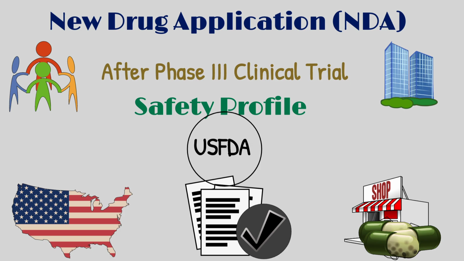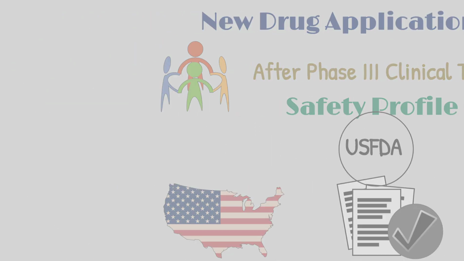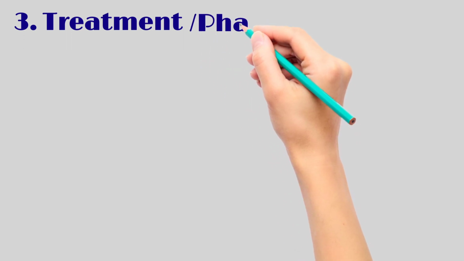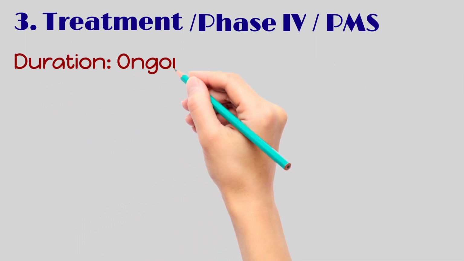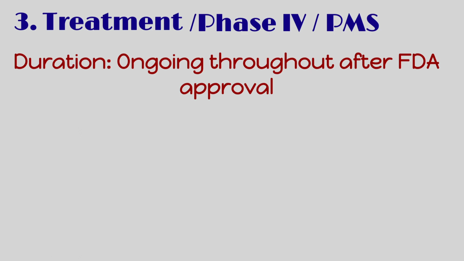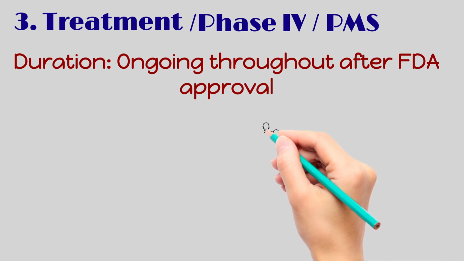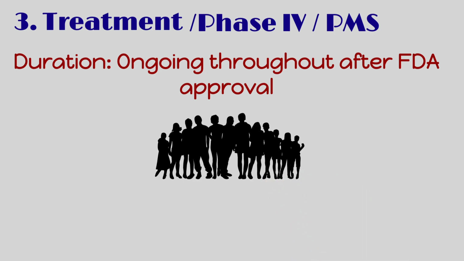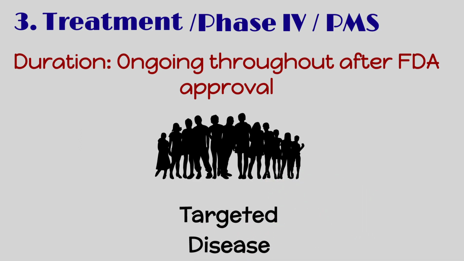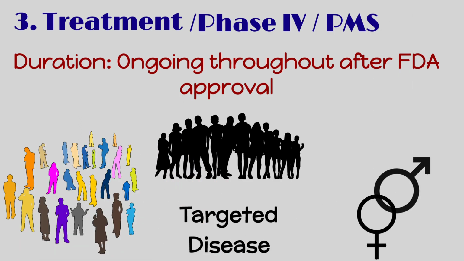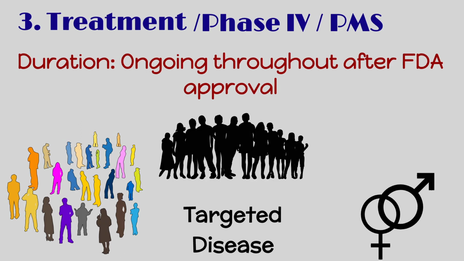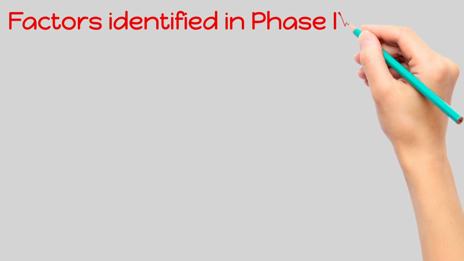Once new drug application of investigational drug is approved by the FDA, this new drug moves to third step of drug development and clinical trials process, which is treatment phase. Treatment phase is also called phase 4 of clinical trial or post-marketing surveillance of drug. Duration of this step is ongoing throughout after FDA approval. This final step mainly focuses on diverse population with targeted disease, new age group, which were not covered till phase 3 clinical trial, and gender, which were not covered till phase 3 clinical trial. Now let's discuss factors identified in these steps.